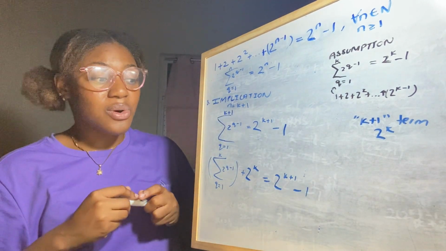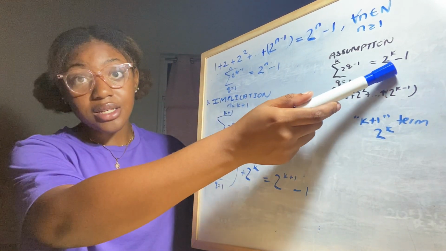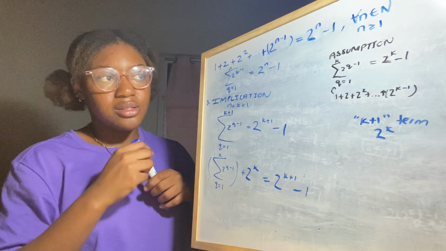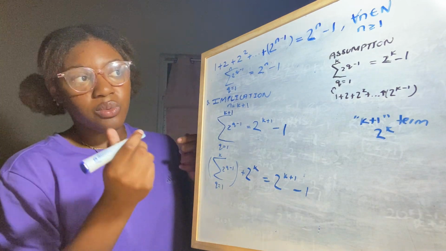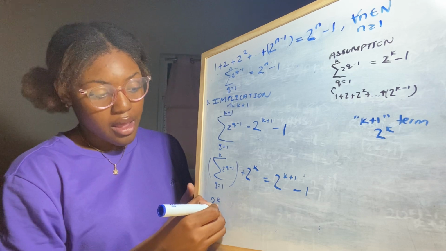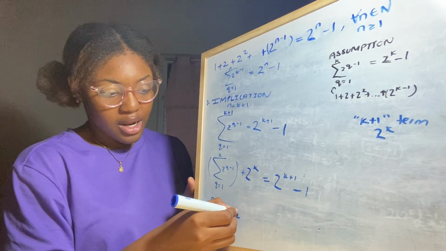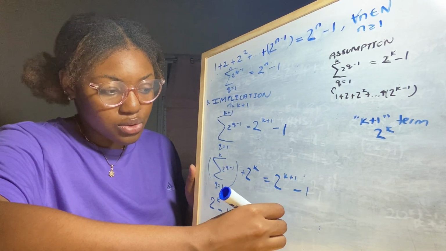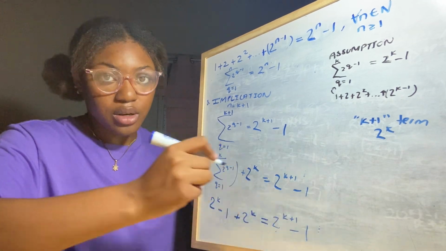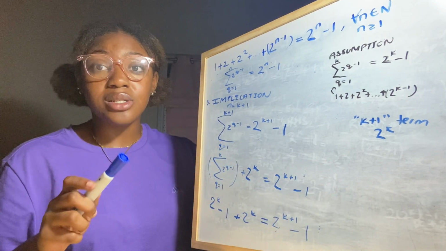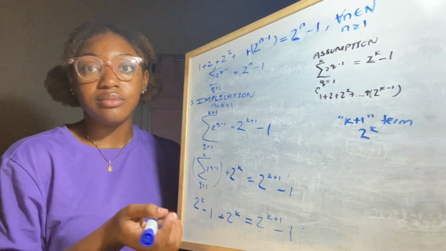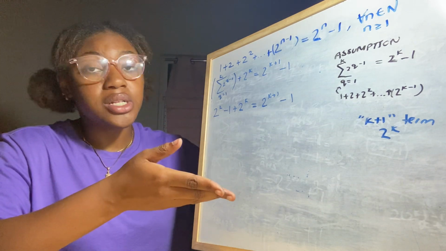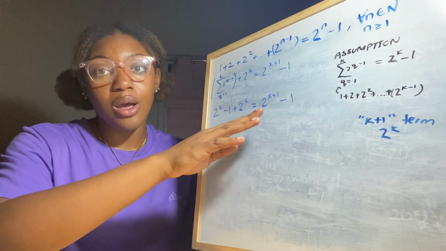Since we know that this is equal to this, we can just replace it. Right here, where we have this representation, we can replace it with 2 raised to the k minus 1, and then I'm going to have my k plus 1 term being 2 raised to the k, and that would be equal to 2 raised to the k plus 1, and then I have minus 1. From here, all we want to do is show that the left hand side is equal to the right hand side. So here we have it: 2 raised to the k minus 1 plus 2 raised to the k is equal to 2 raised to the k plus 1, subtracted by 1.